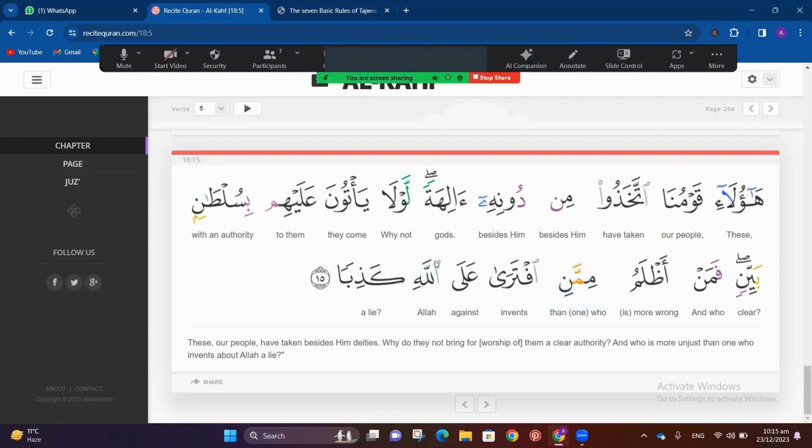That is why I am replacing this round ta shaped letter into ha. Okay, so this is a rule that if we stop at any word which ends with this ta, we are going to convert this into ha, like ha, ha and ha. Aliha. Okay, so min dunihi 4 counts. آلهة. Okay. So آلهة لولا يأتون عليهم.